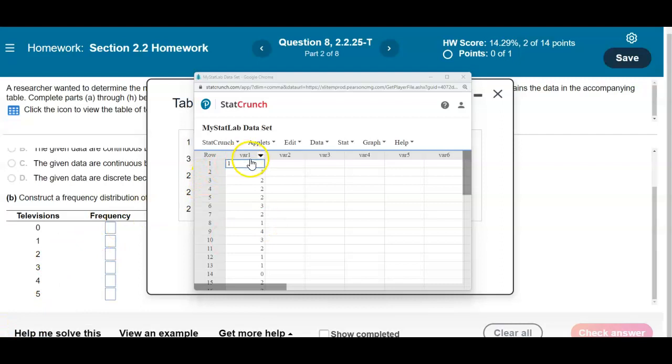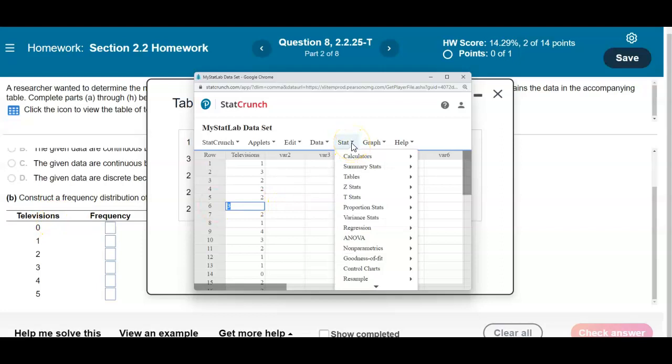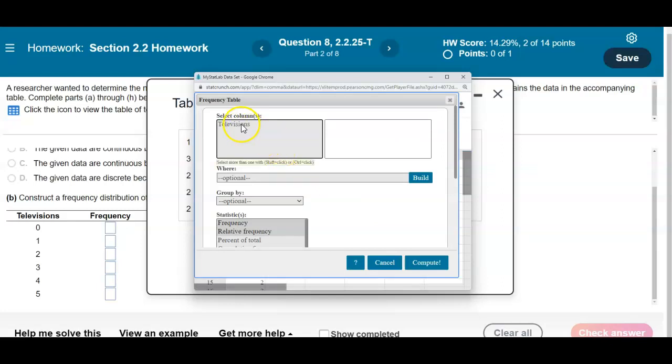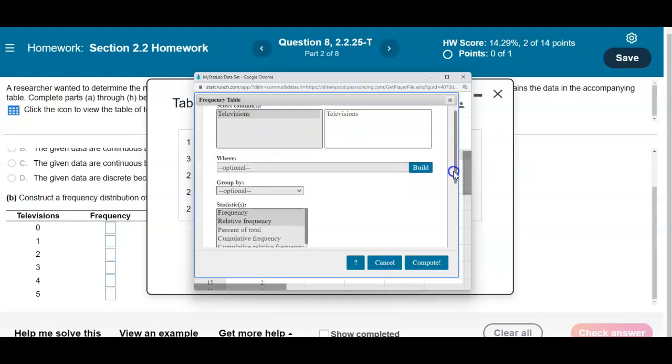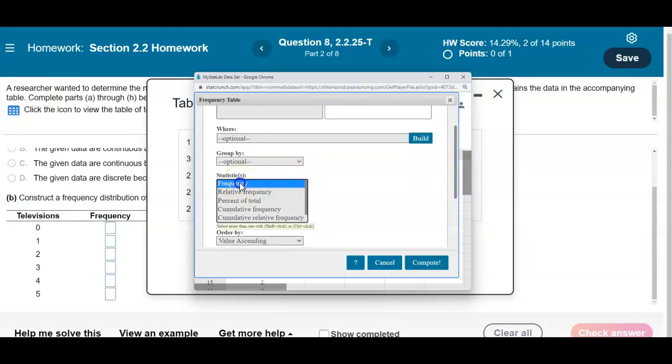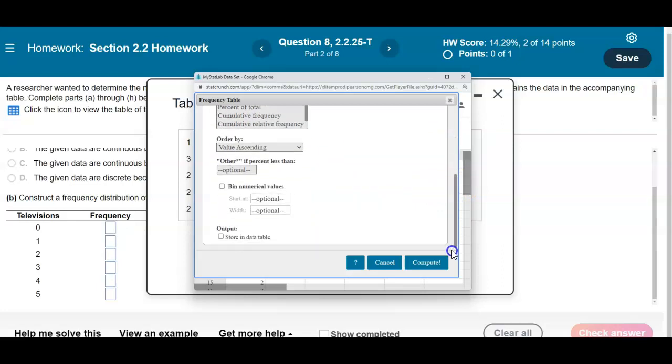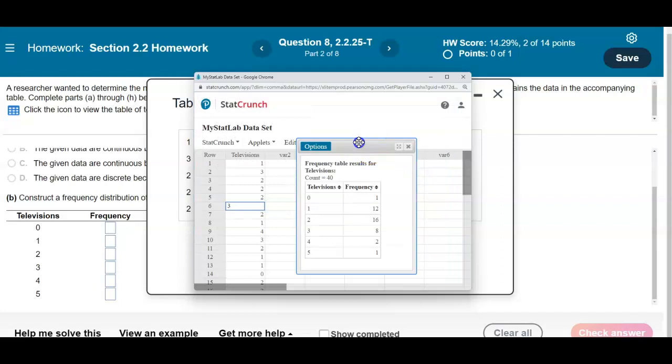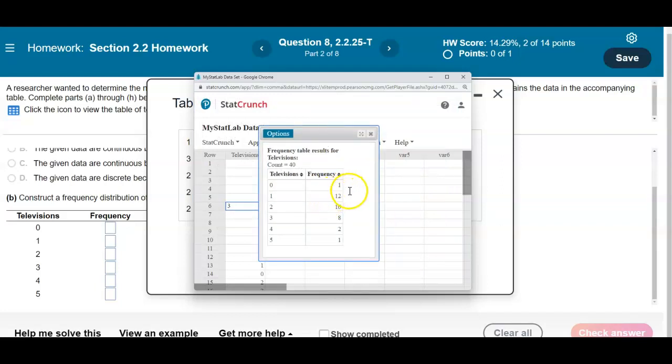Up at the top, you see where it says variable 1. We can change that and type in televisions, just so that it gives us the same information that we have over here. Now we're going to go to Stat, then Tables, and then select Frequency. We're going to select the column that says Televisions, and then select Compute. And we can see here that we get the following table.